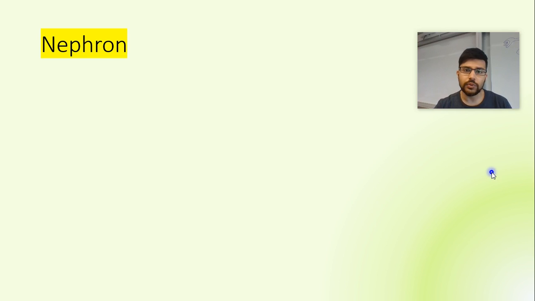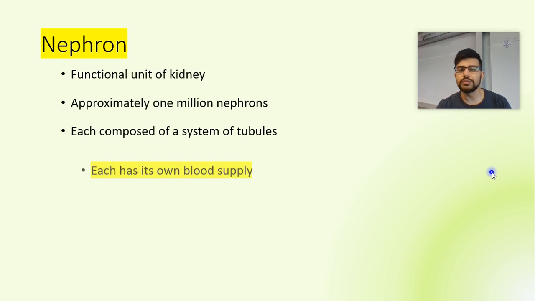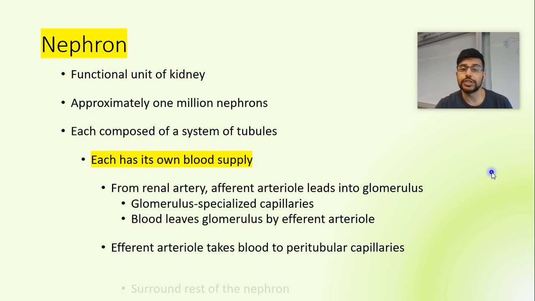We finished off at around the nephron last time, and today we're going to talk about the functional unit of the kidney called the nephron. This is going to be what's doing all the filtration in your body.